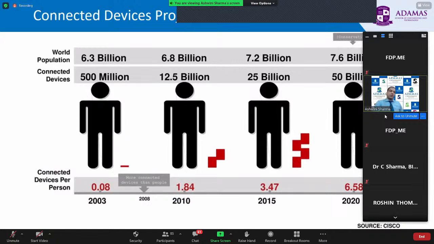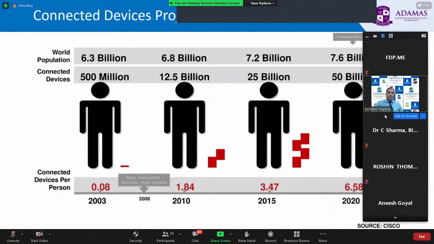So 2003, it was population was 6.3 billion and connected devices were 500 million. 2003, very less. 6.8 in 2010, 12.5 billion. Now see drastic change, 500 million to 12.5 billion connected devices. And then it has gone exponentially. In 2015, it has 25 billion, and 2020 right now, or previous year, 50 billion connected devices were in the market. And the future is going to be huge because everything is going to be connected.